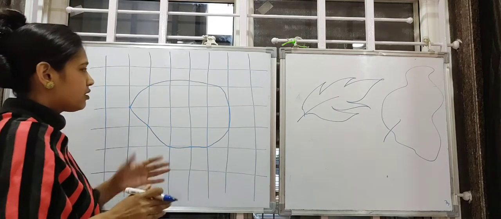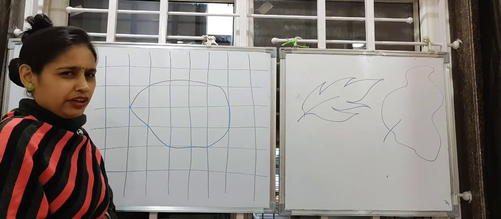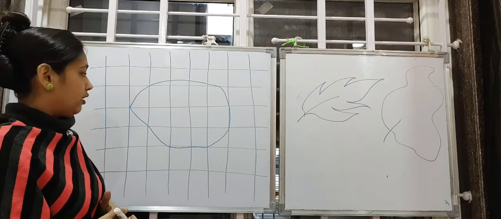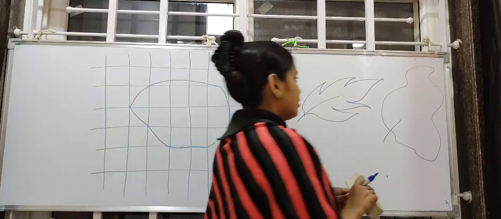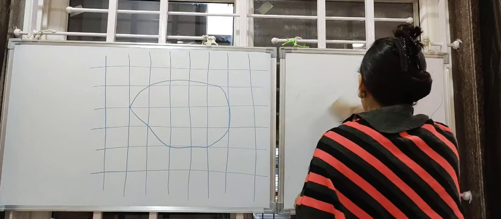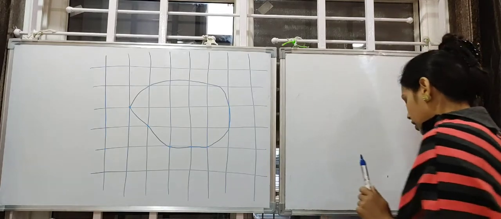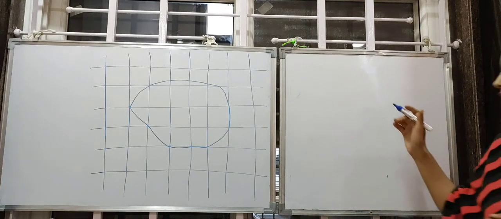Can you see here? This is just any irregular figure, where we have to find its area. Now how to find its area? Can you see the full boxes? There are full boxes, there are half boxes, there are boxes less than half and there are boxes more than half.